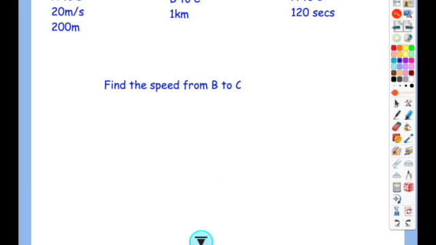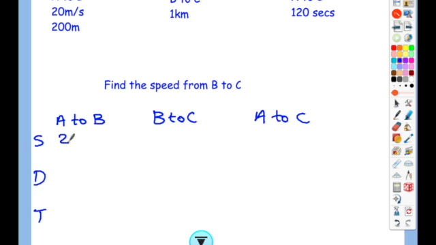Let's have a look at another one. So, same again: A to B, B to C, and A to C. We're going to set up the same as we did before. Let's fill in what we know. So we're going with speed, distance, and time. I've got a speed of 20 meters per second. I've got a distance of 200 meters. I've got a distance of 1 kilometer. Straight away, I should hopefully be picking up that I've got distances here in different measurements. I'm going to have to convert those at some point. And then I've got a time for A to C of 120 seconds.